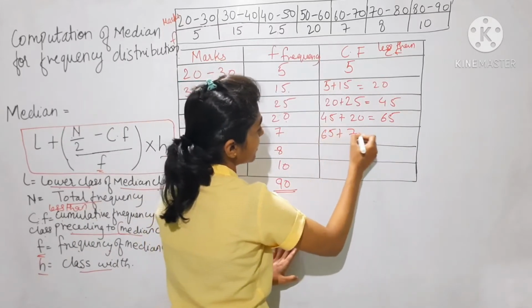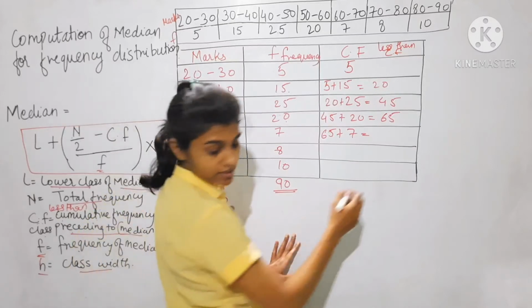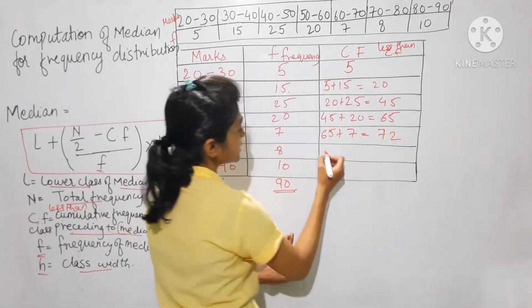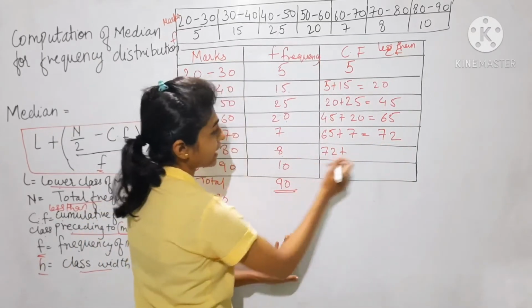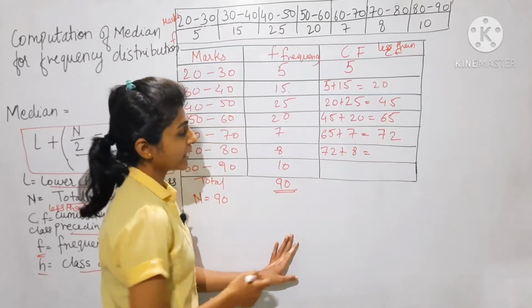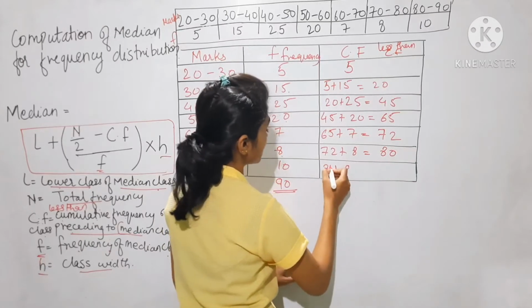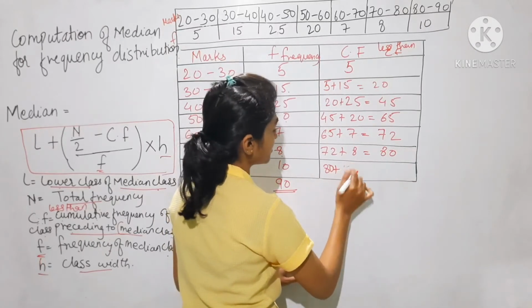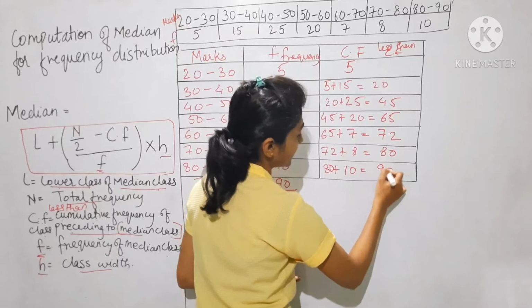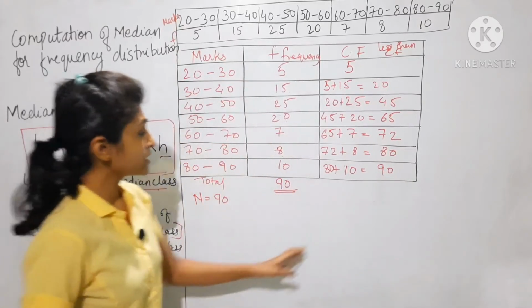65 plus 7, you get 72. 72 plus 8, you get 80, and 80 plus 10, you get 90. Okay, 80 plus 10, 90.